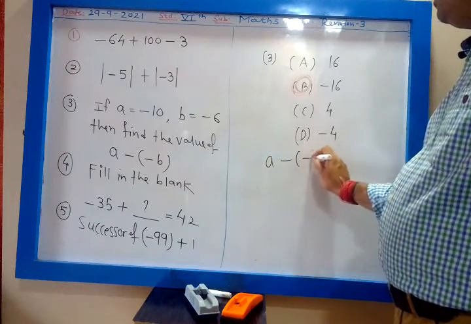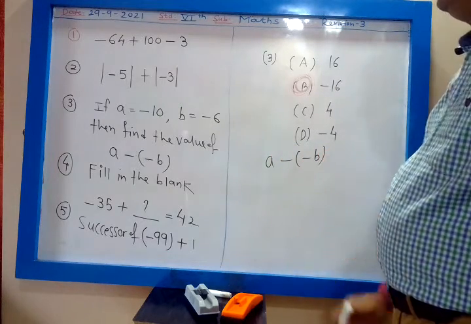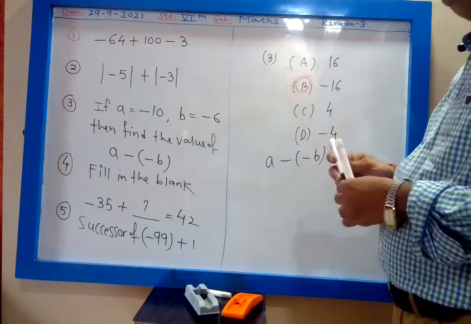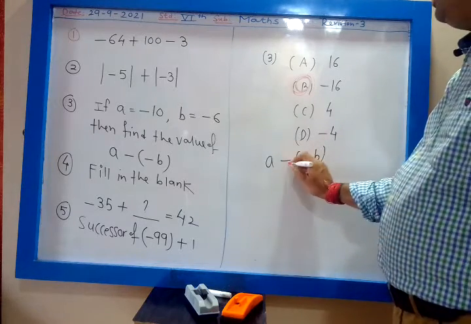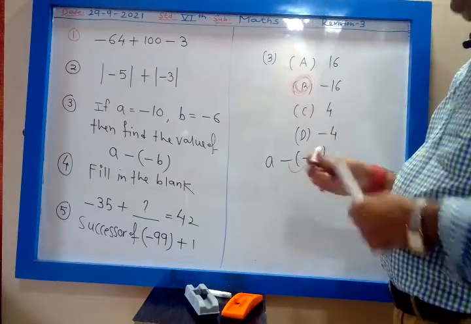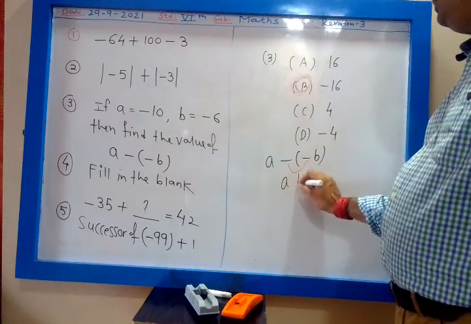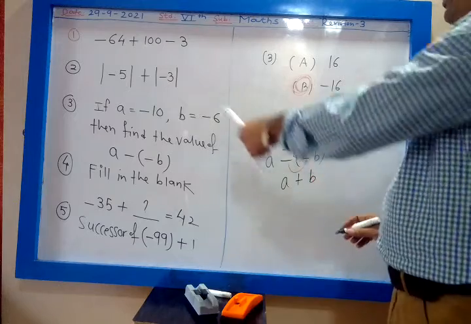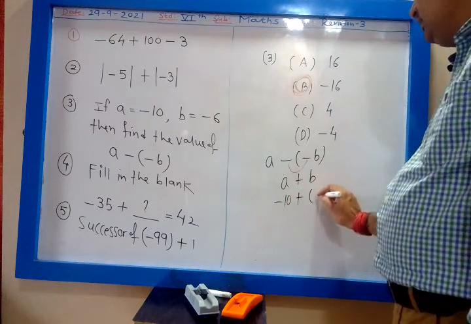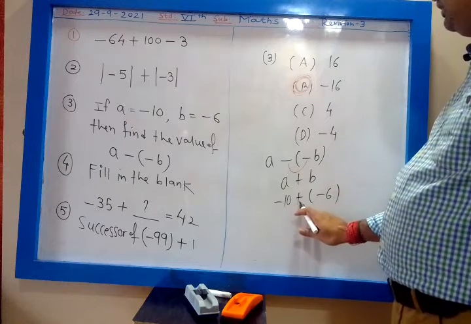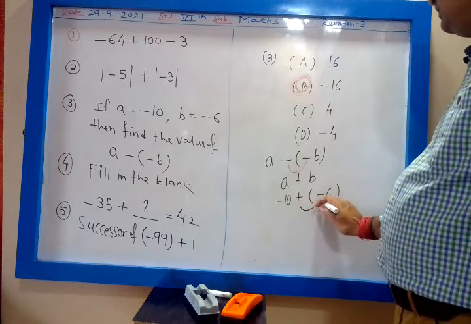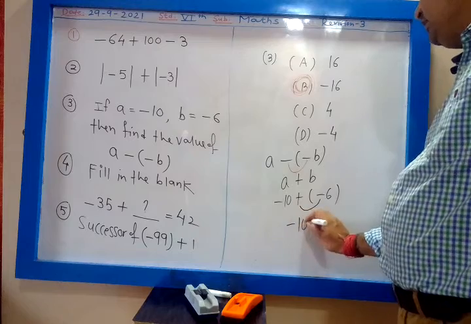A minus minus B. I had told you, whenever two signs are together, what does it become? Minus minus becomes plus. So this becomes A plus B. Now put the value of A: A is minus 10 and B is minus 6. Again two signs are together, plus and minus. Plus minus will become minus. So minus 10 minus 6.